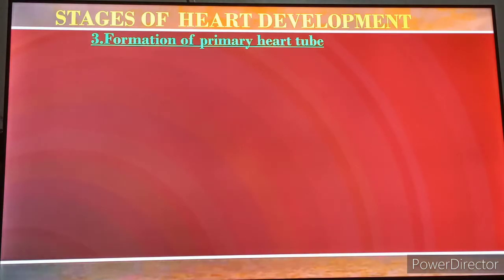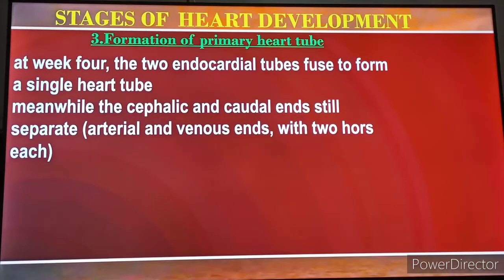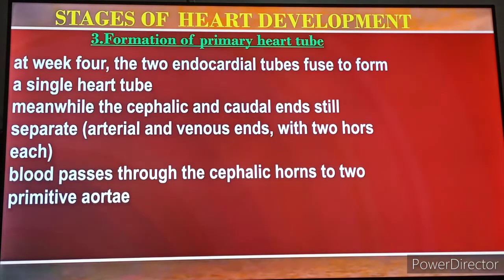At the 4th week is when we have the formation of the single heart tube, as we've already seen, when it has fused together to form that heart. Now the primary heart tube is fixed cranially and caudally. From one end, cranially, is the arterial side, and then caudally is the venous end. Now, blood is going to pass through the cephalic horns to 2 primitive aorta. We're going to see that.